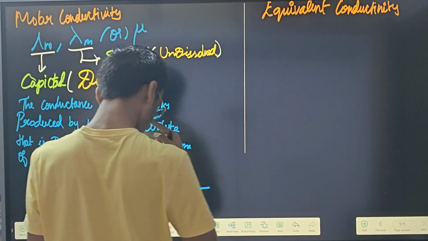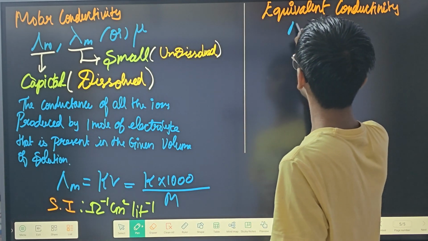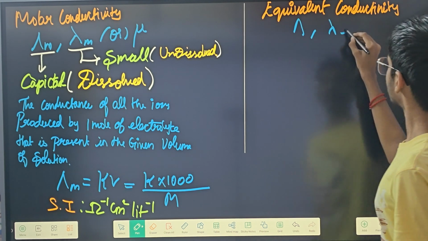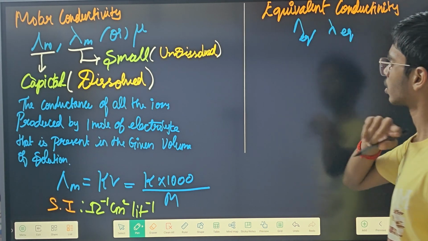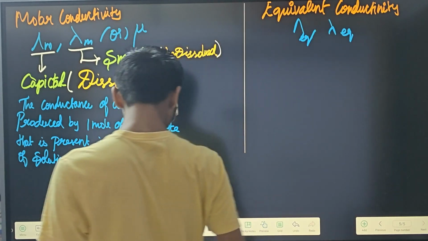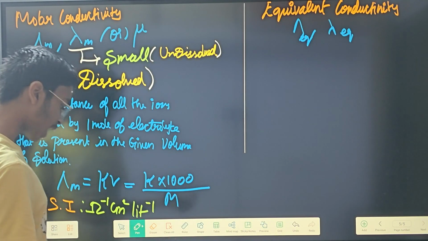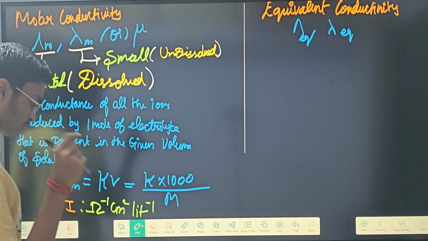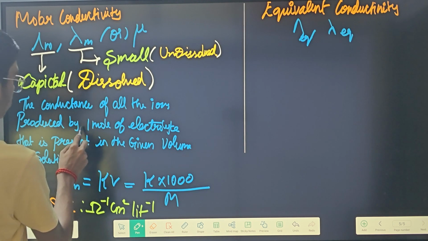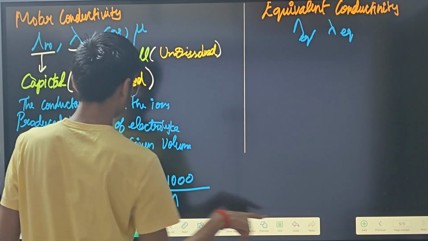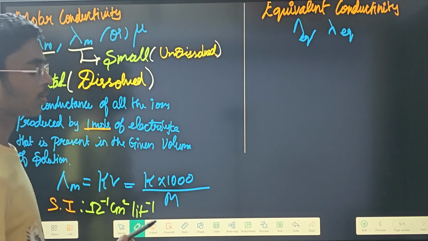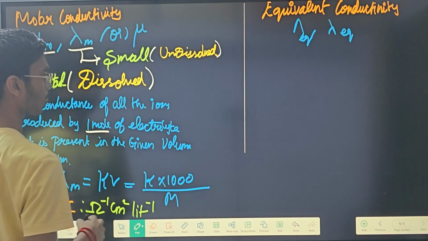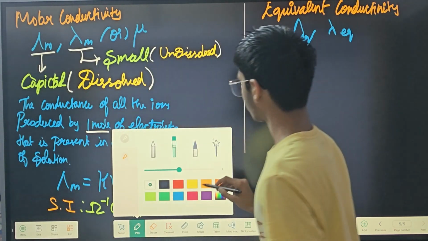Now how are we going to represent the same small lambda or this lambda, but here it is going to be EQ. It is defined as the conductance of all the ions produced by 1 gram equivalent of electrolyte in the given volume of solution. The one and only difference is that instead of 1 mole of electrolyte, you are going to write 1 gram equivalent.